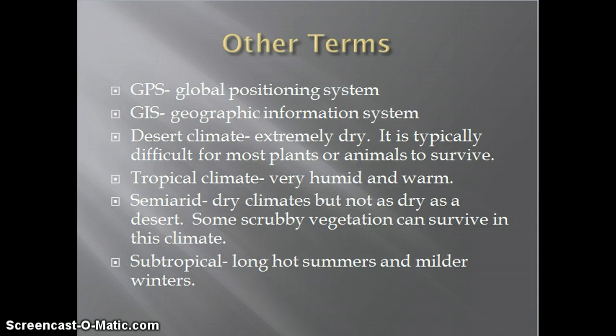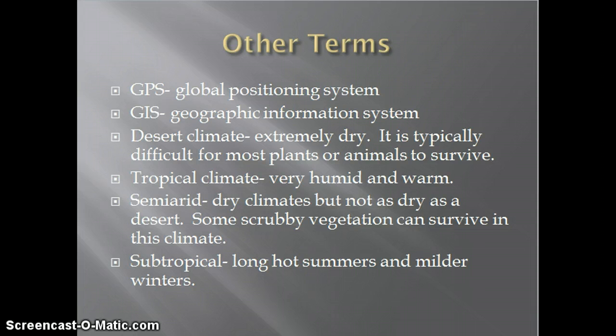The first is a desert climate. Obviously that is extremely dry. It's typically very difficult for most plants or animals to survive there. The biggest desert we will be studying this year is the Sahara Desert, and we'll see a lot about how that affects the life of people in that part of Africa. Tropical climate is the next one. It's a climate that is very humid, very warm, typically quite a bit of rainfall, a lot of beautiful plants and trees and that kind of thing growing in a tropical climate.